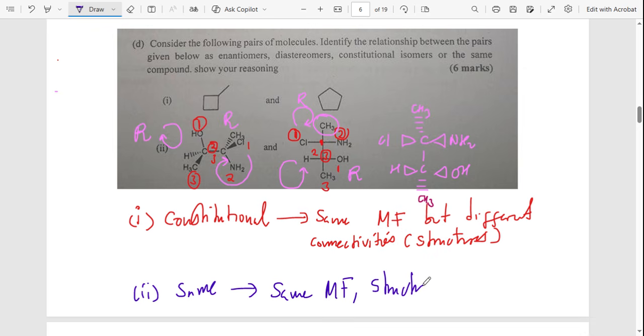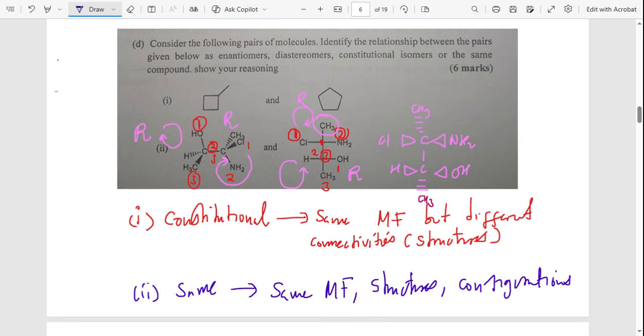structures, and also same configuration. So make sure that you know that. I hope that's okay. Please, in case you have got a question, feel free to ask. Is that okay? We can move on.